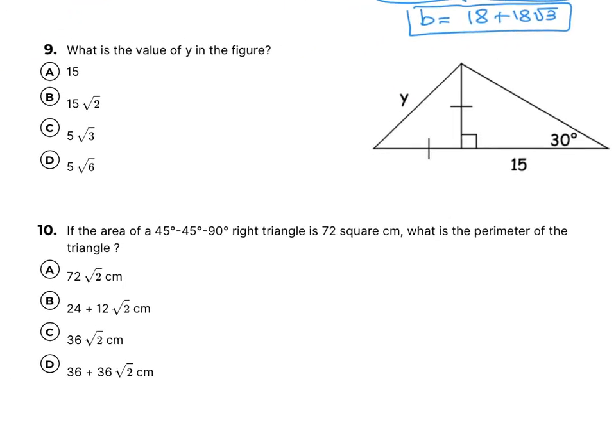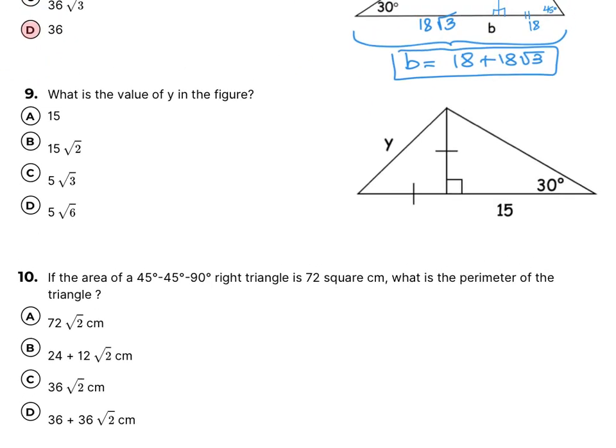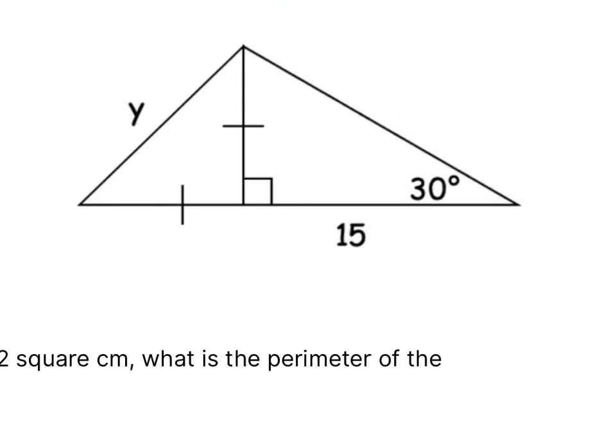Now let's move on to number 9. I'm supposed to find Y. So the tick marks over here show me that this is a 45, 45, 90 degree triangle. It's a right isosceles triangle. And if this is 30 and this is 90, then this is 60. So then the 15 represents the long leg in this case.